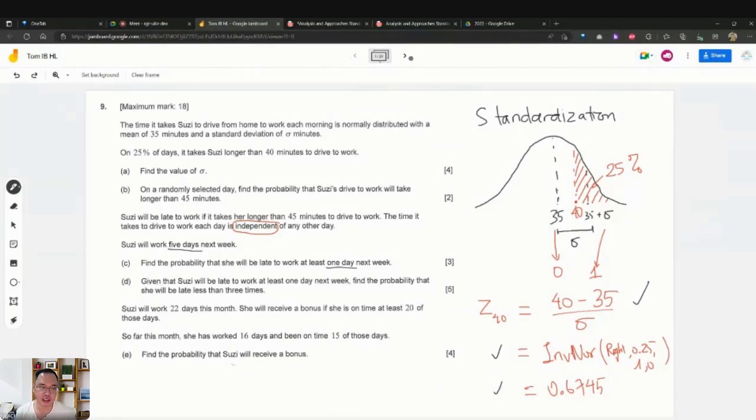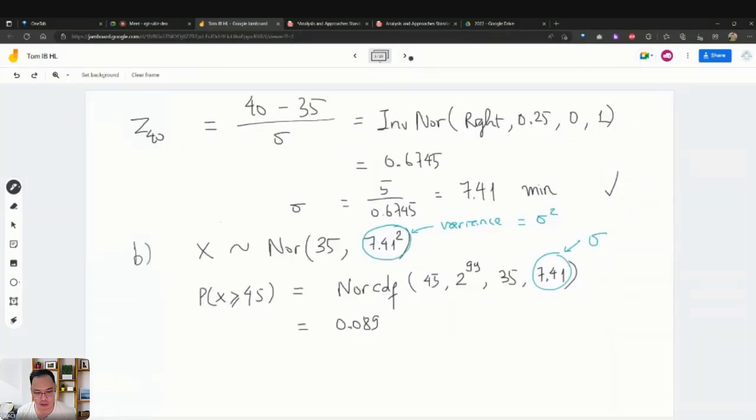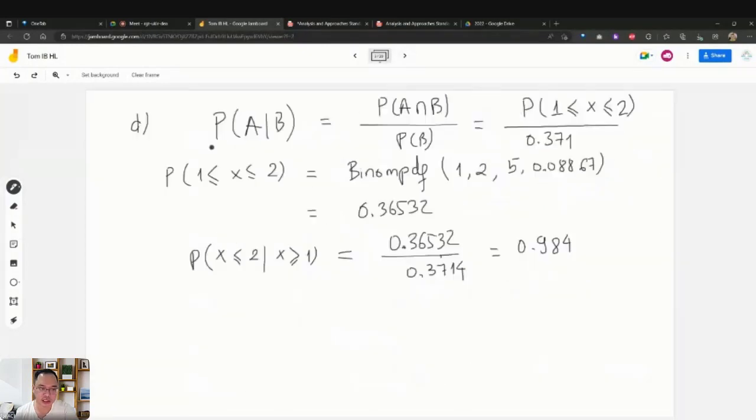that she is late, taking longer than 45 minutes, is just 9%. Meaning if she goes to work for 100 days, there will be about 9 days that she is late. But the meaning of question D here is if she is already late one day during the 5 days going to work, it is very likely, 98%, that she will be late one more day.